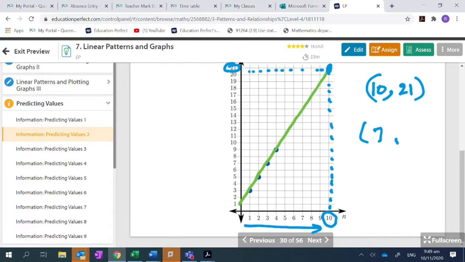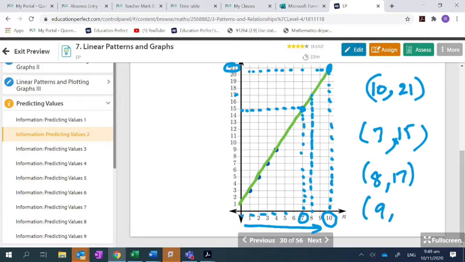So what would the 7th value be? Go over to 7 and go up until I hit the line, and it hits it right there, which is 15. Well, you could just do the math. Yes, but they want you to specifically use the graph. So if they do that, plot the point that they give you. If you draw a line, any number on that line is one of the values, right? So what's the eighth number? 17. What's the 9th one? 19.